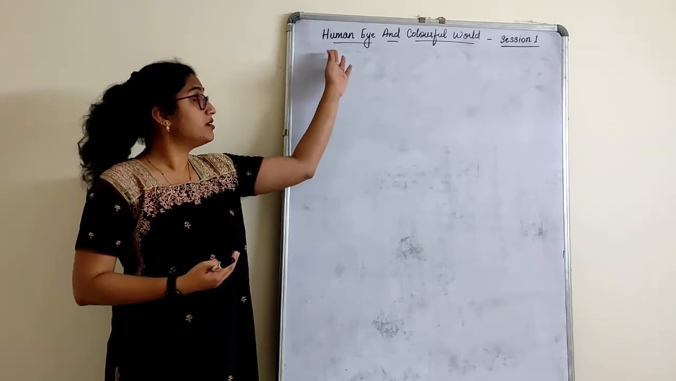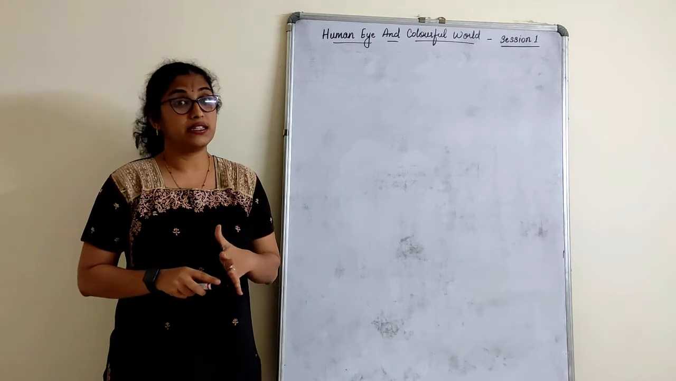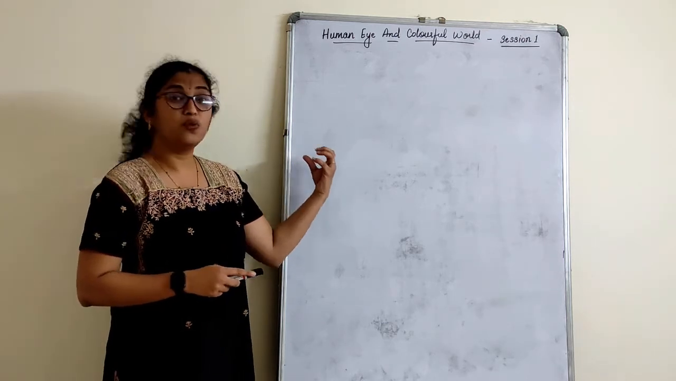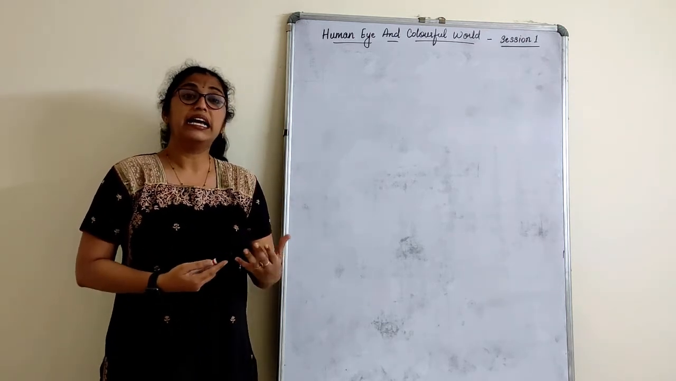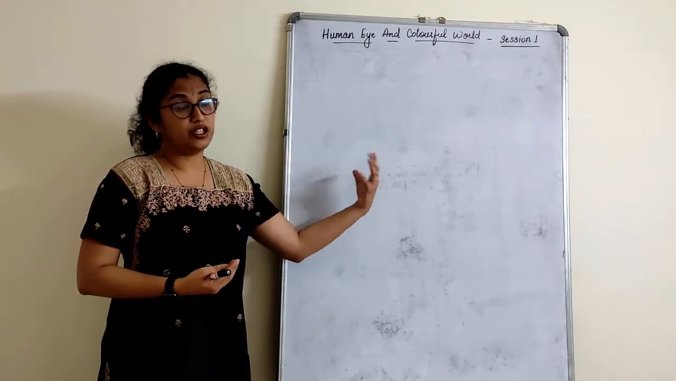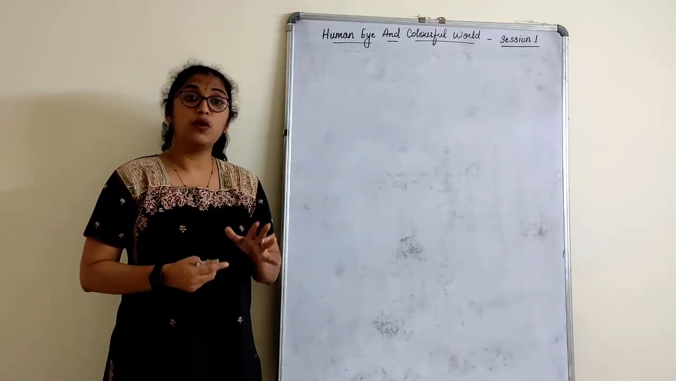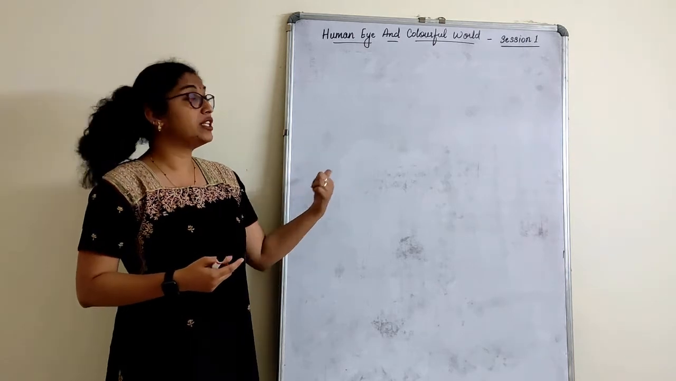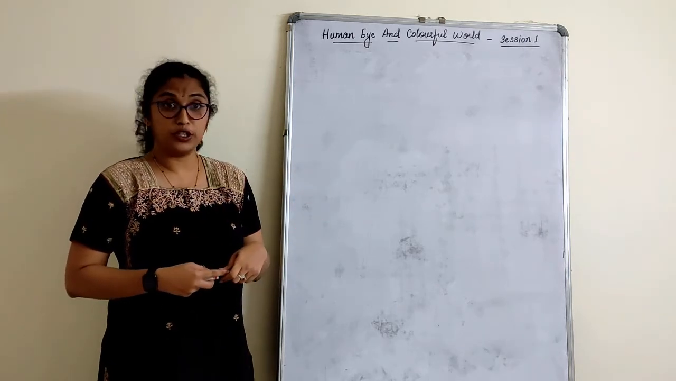In this chapter, we'll be studying the working and construction of a human eye. What are the defects of the human eye, and if in case we have a defect in the human eye, how do we correct them? Which lens do we use for the correction of the defects of the human eye?